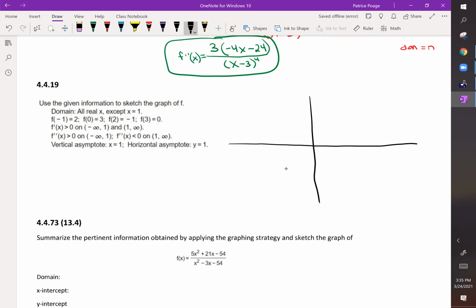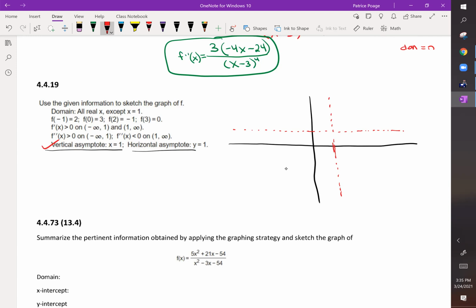So on these, I'm going to start at the bottom down here. It says a vertical asymptote at 1, horizontal asymptote at 1 also. So at x equals 1, we have a vertical asymptote. And at y equals 1, we have a horizontal asymptote. Back at the top, it tells us the domain is all x except x equals 1. Nothing to do about that.